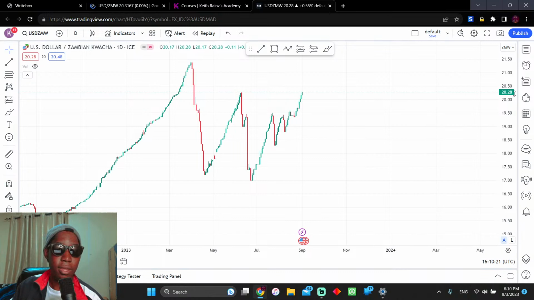So there are a lot of interesting levels over here. Usually when the dollar gains more value and the kwacha loses more value, this is when people panic and start regretting not buying the dollar or not switching to a dollar account and so on.